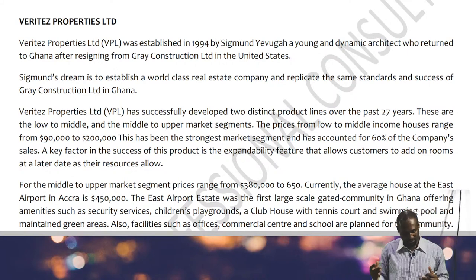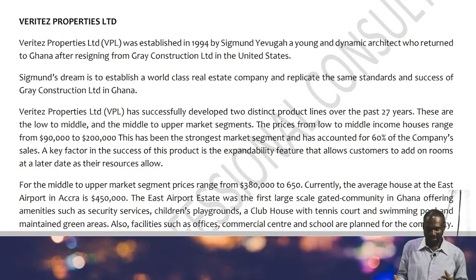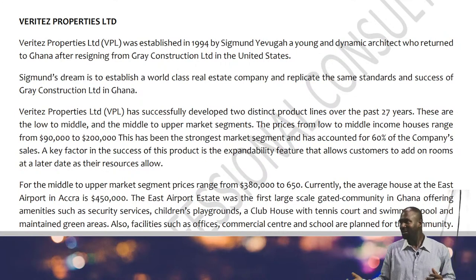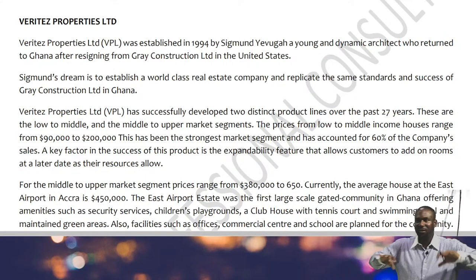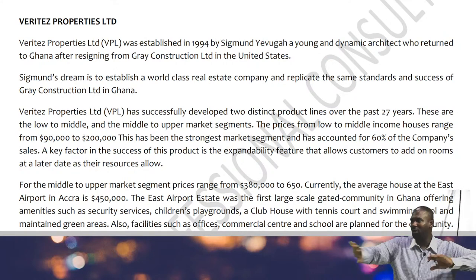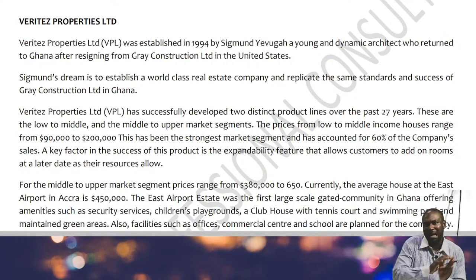The low to middle and the middle to what? Upper segment. So it looks like they are taking advantage of the various components of what? The market. They are not looking only at upscale; they are also looking at low income. Are we clear? So take note of that.